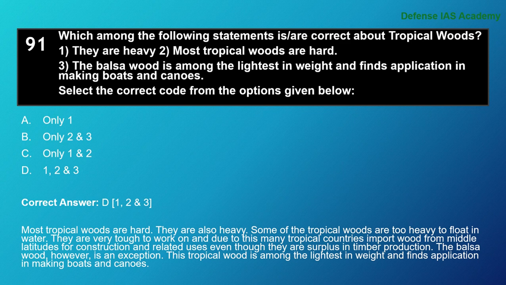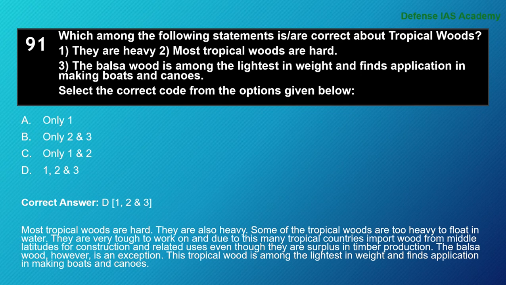Now, next question. Which among the following statements is correct about the tropical woods? 1. They are heavy. 2. Most tropical woods are hard. 3. The balsa wood is among the lightest in weight and finds application in making boats and canoes.